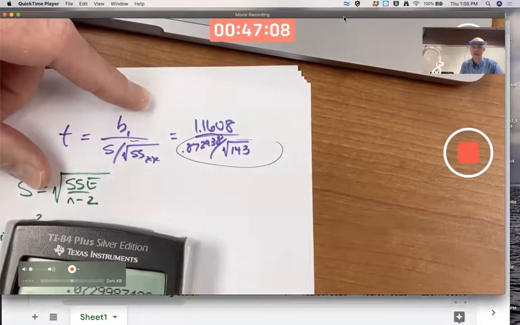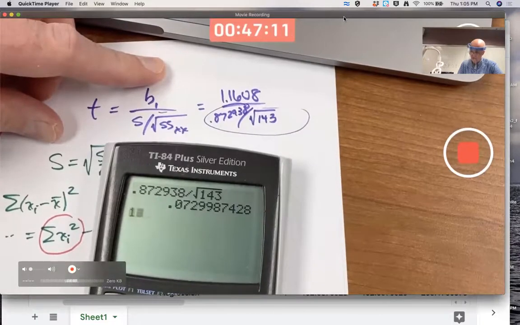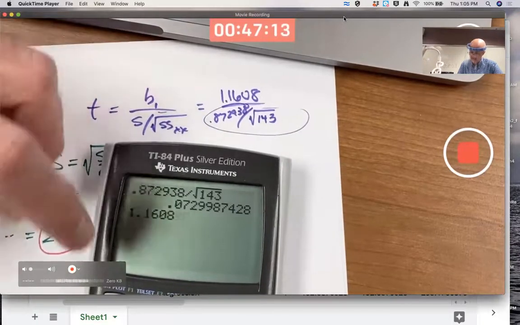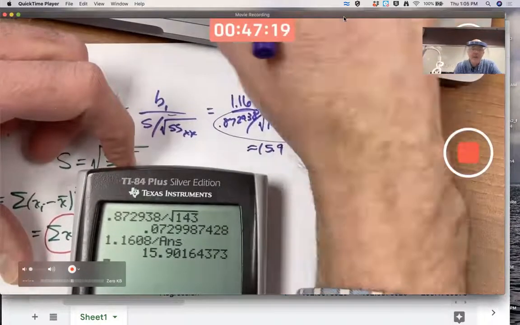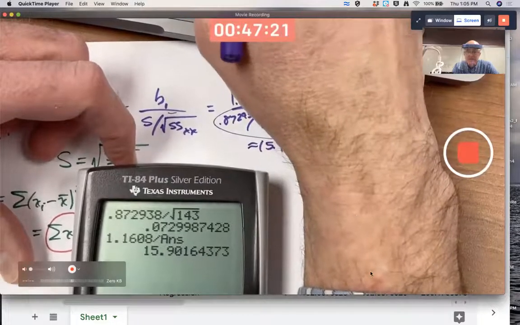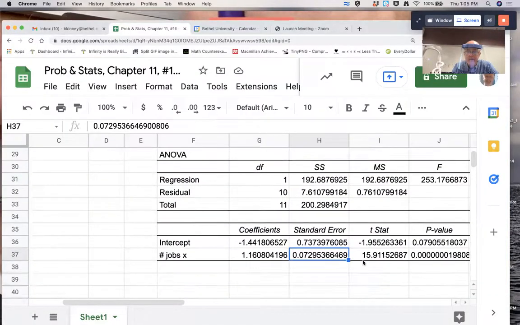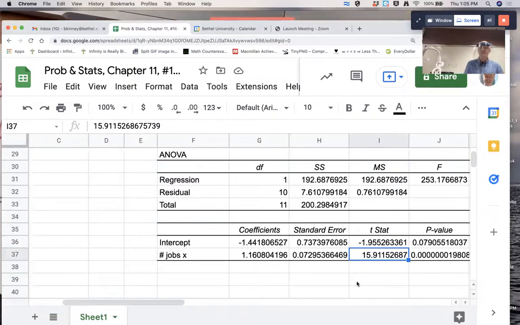It was 0.073. Take 1.1608 divided by that, and we get our t-statistic, about 15.9. And that matches that. And then the p-value from technology or table. It's an extreme t-stat, a small p-value, we reject the null. It's a significant regression, which means all this work to say, hey, now I feel good about using the regression line. I think I've got a good model.